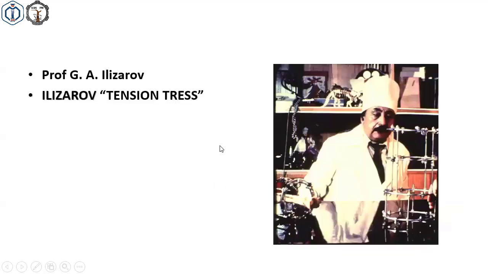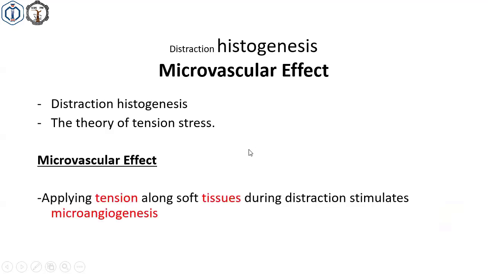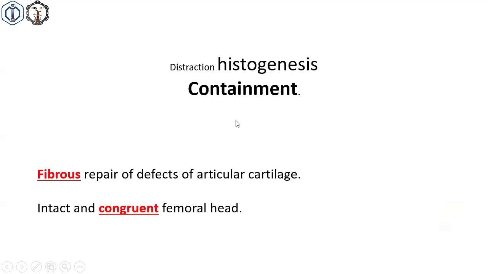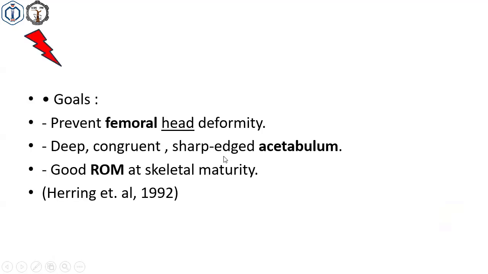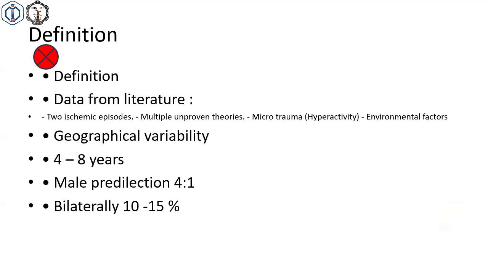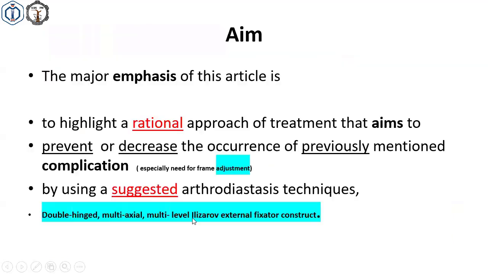point. The Elizarov tension stress and distraction histogenesis may have a microvascular effect and also a mechanical effect of flooding, and in some instances a containment method to safeguard against the late bad outcome of Perthes disease. So again, we will leave the demographic distribution, definition, and differential diagnosis, and go for an example of using Elizarov in a case of Perthes disease.